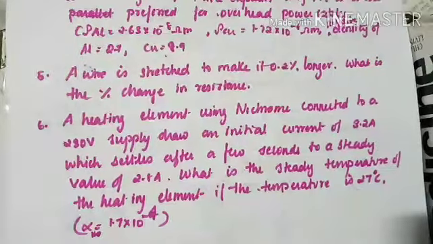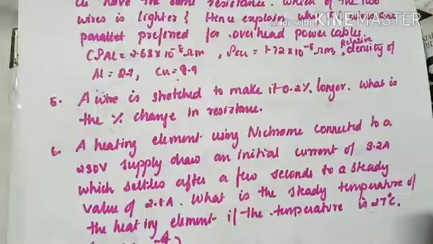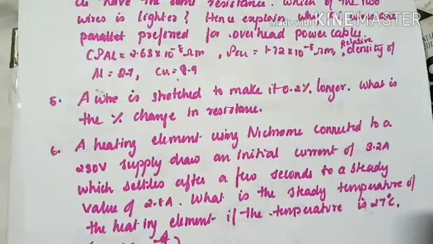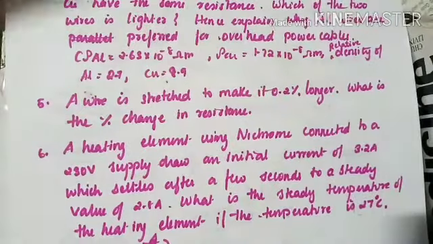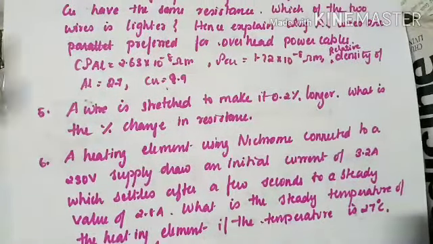We'll move on to the next question. A wire is stretched to make it 0.2 percentage longer. What is the change in resistance? That is, you are asked what is delta R. It's a simple question. From the NEET point of view, I'll tell you how to do it, but we'll do the actual way first. It's a lengthier process, but it's okay.